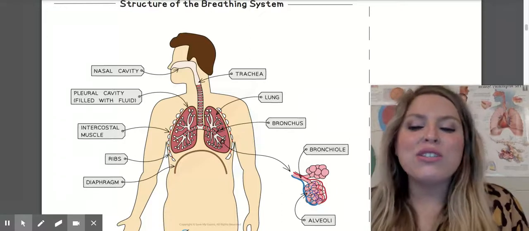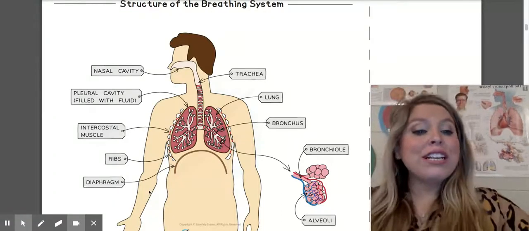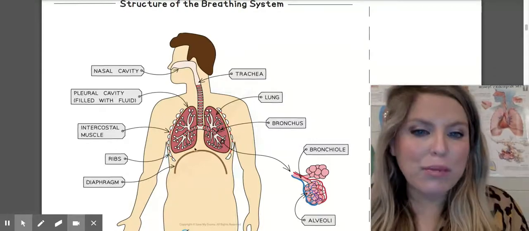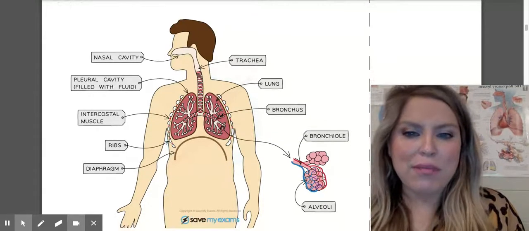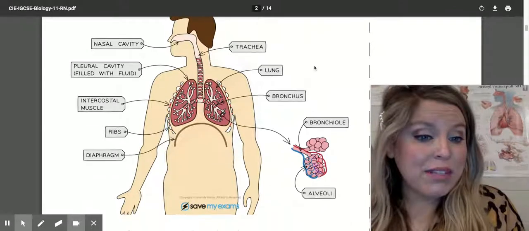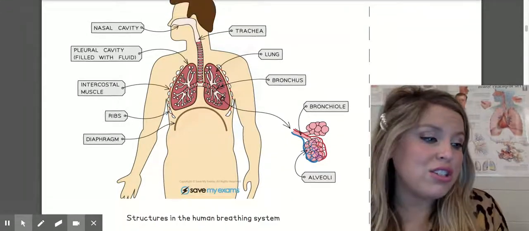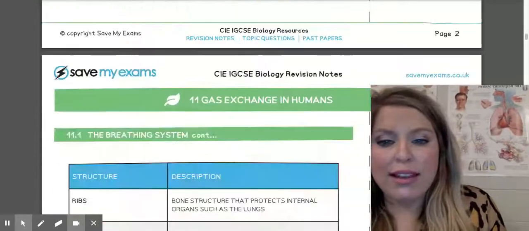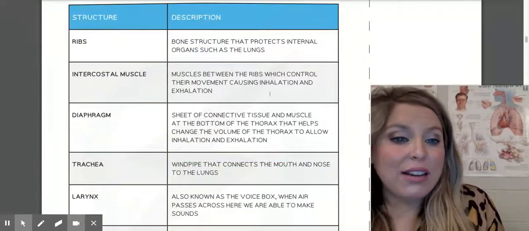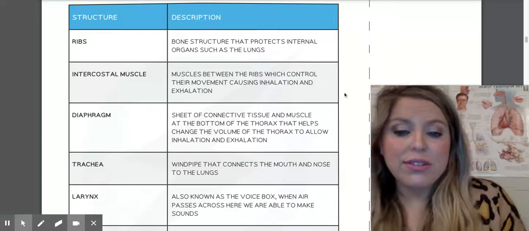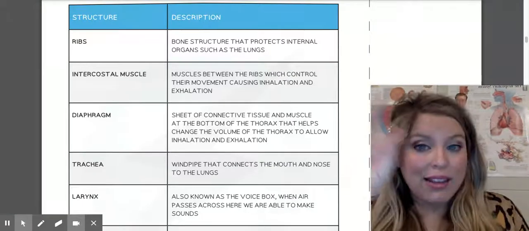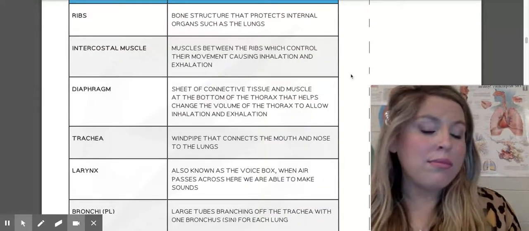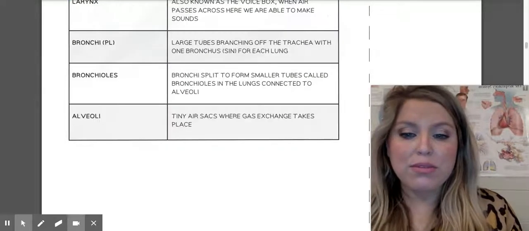cavity, which is filled with fluid. And then underneath your lungs, you have your diaphragm, which again, we'll talk a little bit more about when we talk about breathing movements. So this will be a diagram that's provided for you. Make sure that you write down all the little parts and understand where everything is located. You will also be provided with this table in your notes so you can know what each function of the breathing pathway is responsible for. Okay.